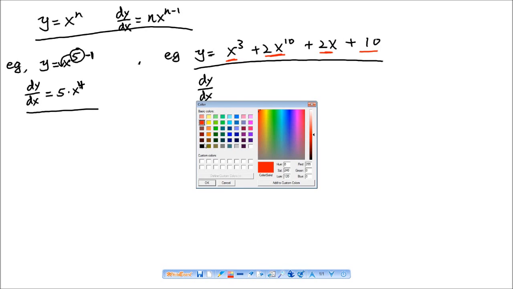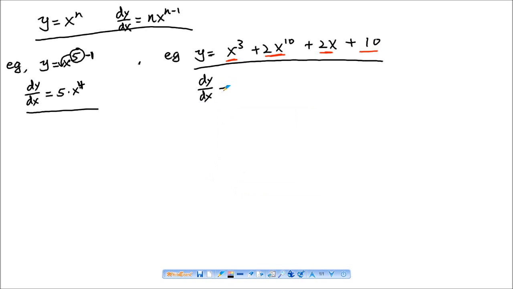So what I have to do is dy/dx equals differentiate x power of 3, which is 3x power of 2, plus differentiate this part, which is 2. We separate the 2 first, times 10 times x power of 9, plus the differentiation of 2x.